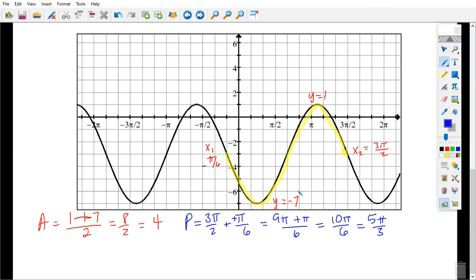Okay, so we got our P. Can we find our B now? Yes. So your B equals 2 pi divided by your P. But when it's a fraction, what are we doing? We're keeping, changing, and flipping it, right? So that means we're multiplying by the reciprocal. And what do we get? 6 over 5. So we have our B.